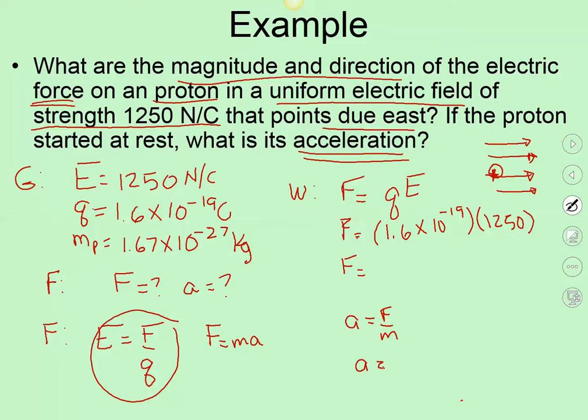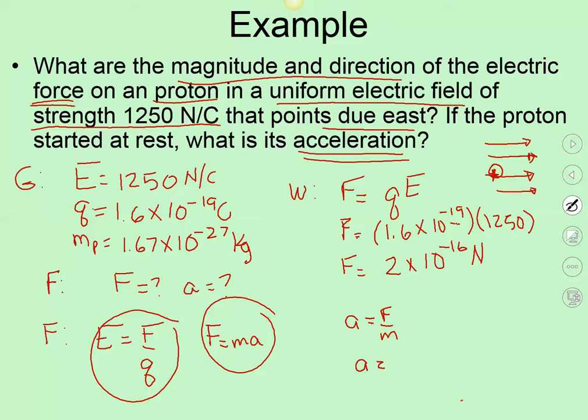And the acceleration, we use this formula, is F over m. Okay, so you should have gotten from the first part 2 times 10 to the negative 16 newtons. Okay? And it makes sense that we'd have a really small number. This is a really, really small number. We just have a proton.